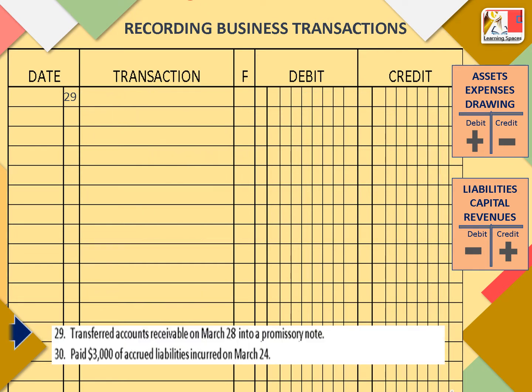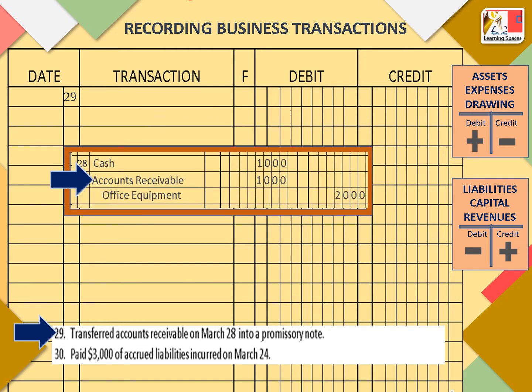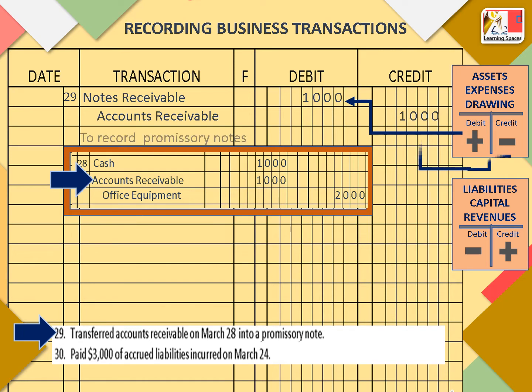Wow, what a great job! We are now down to the last 2 transactions. On March 29, the client on March 28, who owes the business on an account, issued a promissory note in exchange for the open account. Therefore, we debit to increase the notes receivable for the $1,000. Then on the credit, we decrease the accounts receivable for the same amount in order to cancel it.